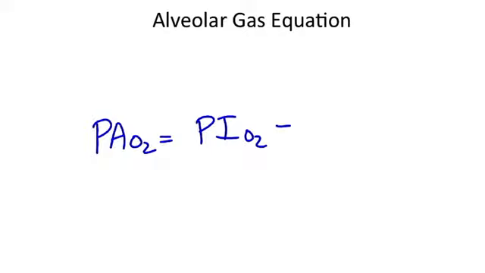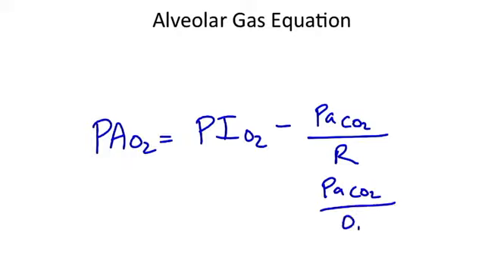You're going to have to subtract the partial pressure of carbon dioxide divided by the respiratory quotient from the inspired oxygen to get the partial pressure of oxygen in the alveolus. All you need to know about the respiratory quotient is it's the ratio of carbon dioxide produced to the amount of oxygen consumed, and is normally assumed to be 0.8. Now you have the full equation. Alveolar pressure is equal to the pressure of oxygen inspired minus the arterial pressure of carbon dioxide divided by the respiratory quotient.